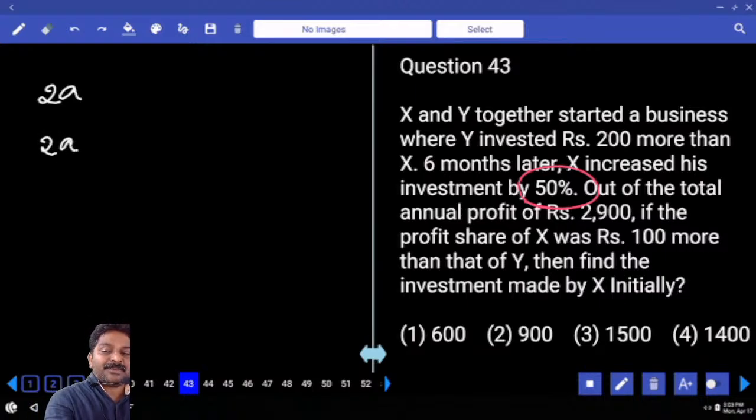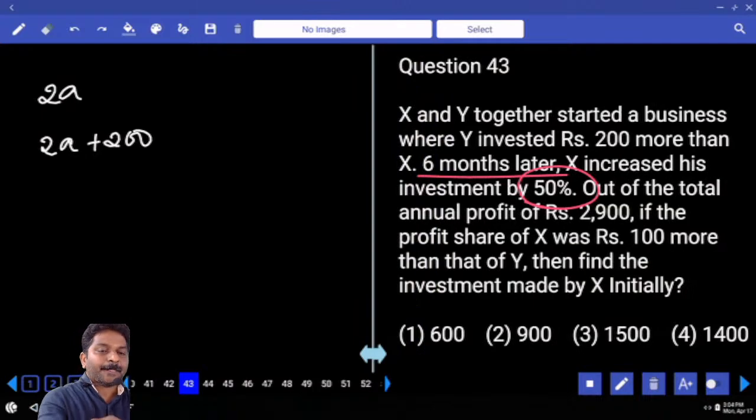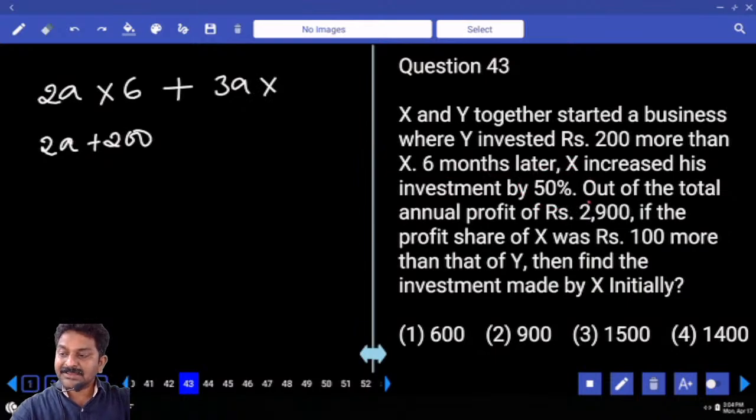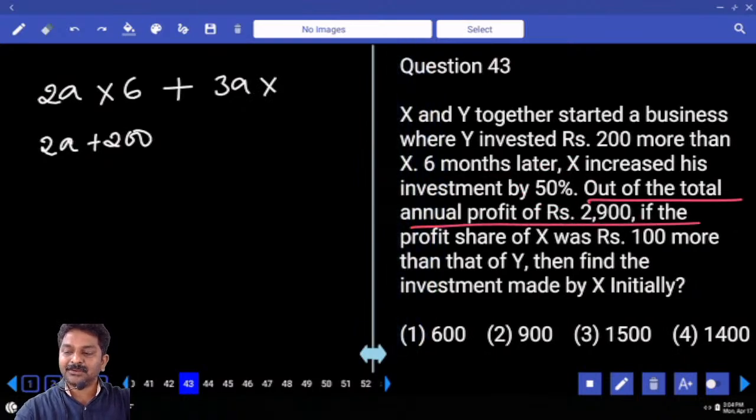For that reason only, I am starting with the initial investment as 2A. Y's initial investment is 200 rupees more than X, so plus 200. After 6 months, X changed his investment. That means the initial investment will be there for 6 months. Then after that, added 50%. What is 50% of 2A? A. Added, 3A into. Next. Out of the total annual profit, 2,900.